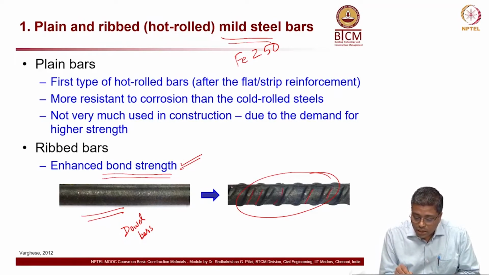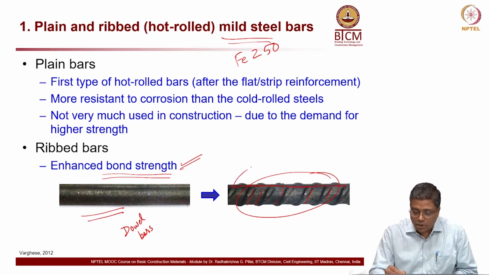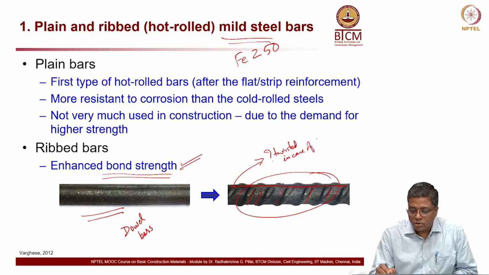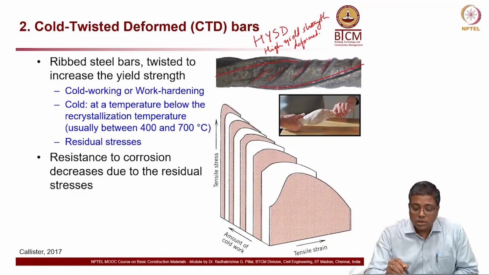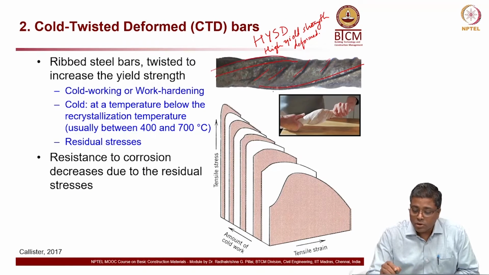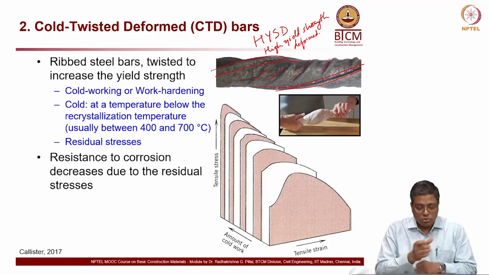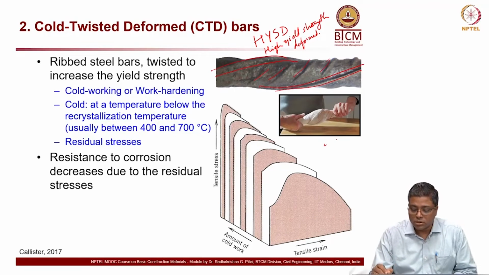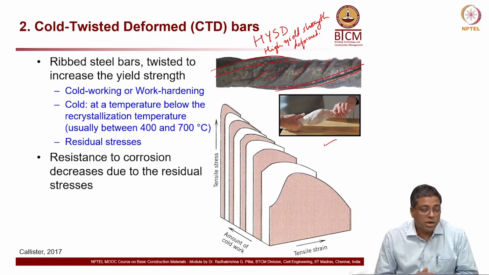In the previous one these are the ribs here. Now there is a seam which goes like this also, and this particular line is twisted in the case of CTD. Now let's see how it gets twisted. You see here, this is what I am talking about. They are twisted just like when you twist a towel, as you can see in this picture. That is the process by which it is made.